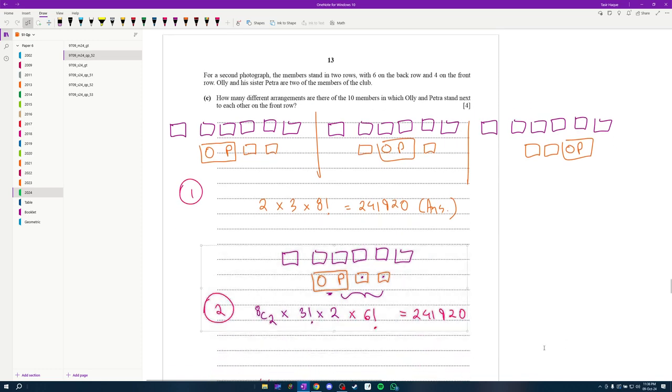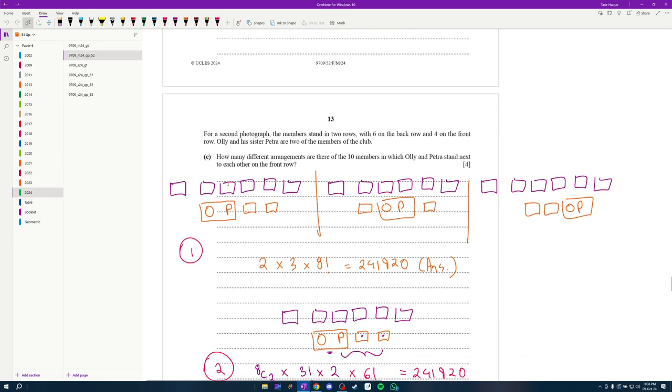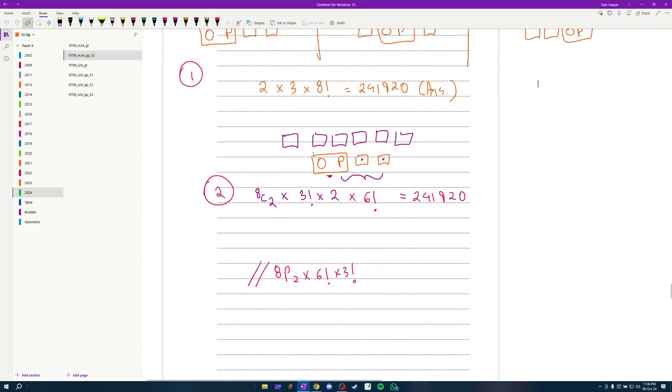So honestly, there are 2 ways to do this. Number 1 is the manual approach. So basically the 8 other members, they can just interchange their positions. So we have 8 factorial for them. Ollie and Petra can interchange their positions. We have 2 factorial for them. And 3 because they have 3 positions on the front row. So 2 times 3 times 8 factorial. Next. What is the other technique?